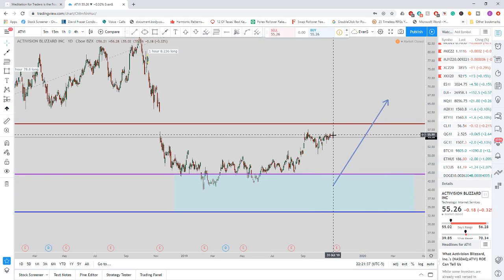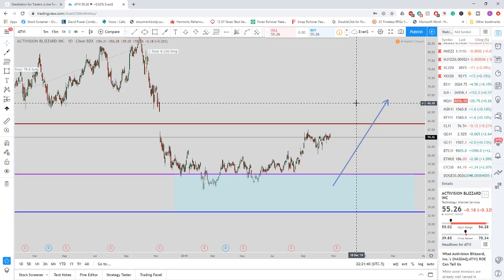But it may not have that. It may just go up. I'm not sure what's going to happen in the near future, but that's how I would trade it. So anyways, that is the Activision stock. Check out that blog post. I'm really proud of it.